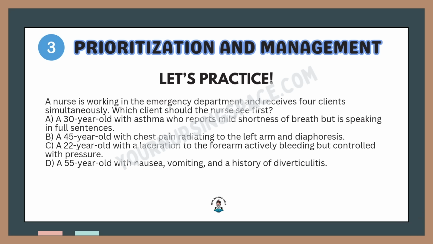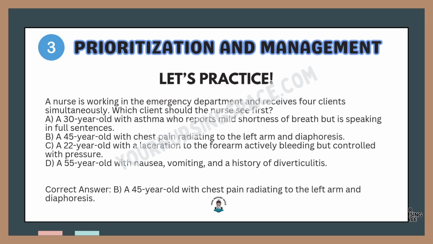The correct answer is B, a 45-year-old with chest pain radiating to the left arm and diaphoresis. Chest pain with radiation and diaphoresis is highly suspicious for an MI and requires immediate intervention. Option A, asthma with mild SOB and full sentences suggests stability. Option C, bleeding is controlled, so this client is not in immediate danger. Option D, nausea and vomiting may indicate GI issues, but this is not a priority over potential cardiac issues.